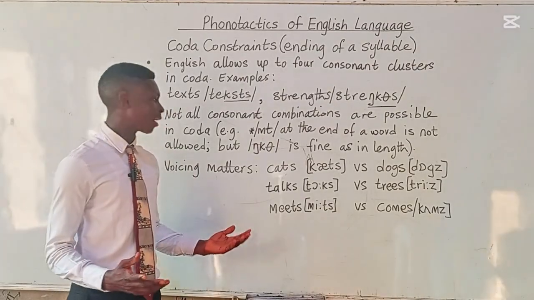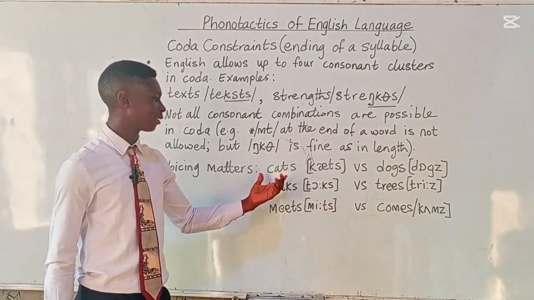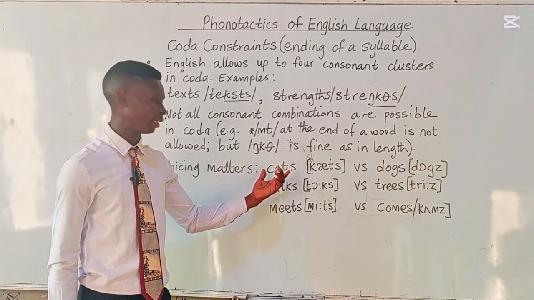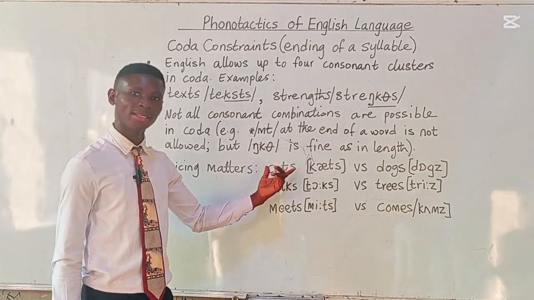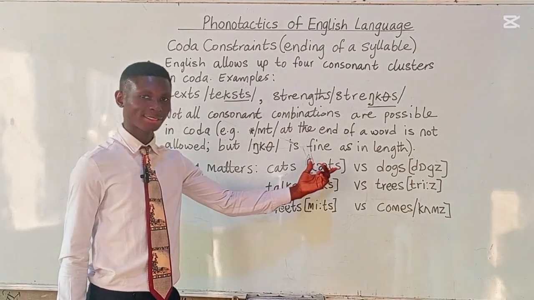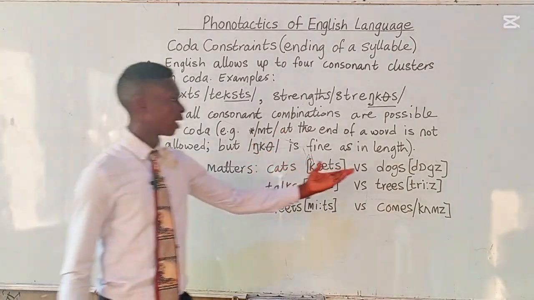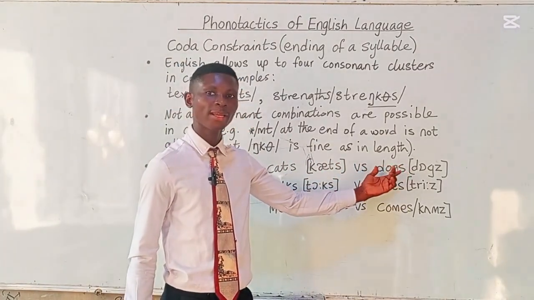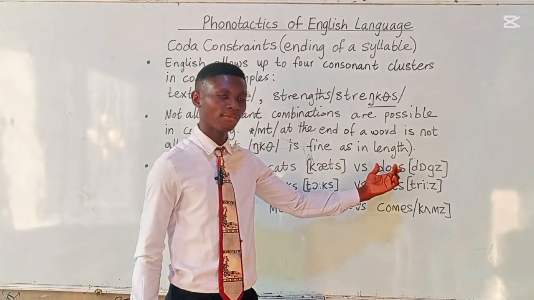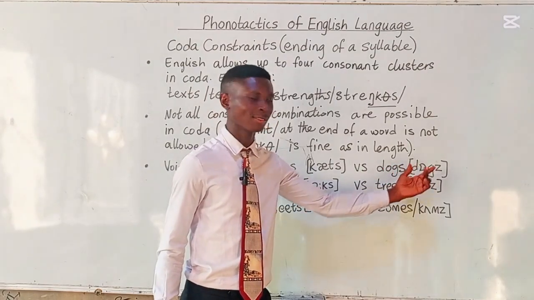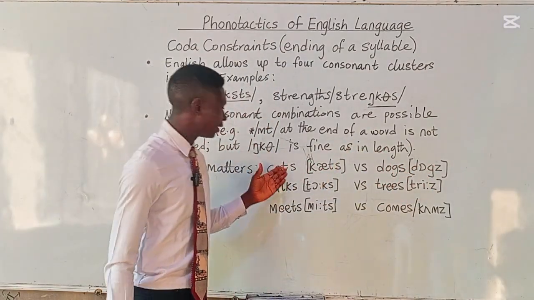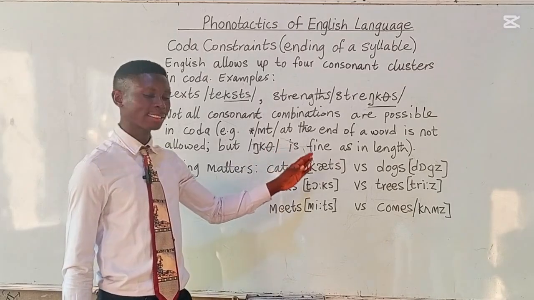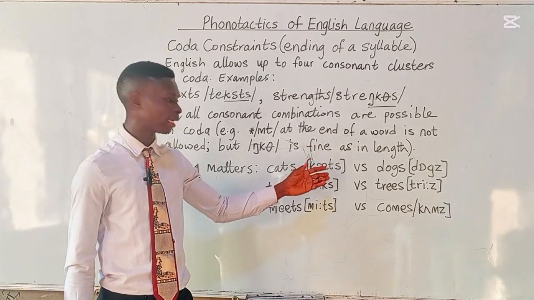Following that fact, we have words like cat. Cat ends in t, and the t sound is voiceless. Hence, we realize the letter s as s. Unlike what we have in dogs. In dogs, we have the g sound before the s suffix. Hence, the s suffix is realized as z. This is different from this because of the last sound that comes before the suffix in this word.